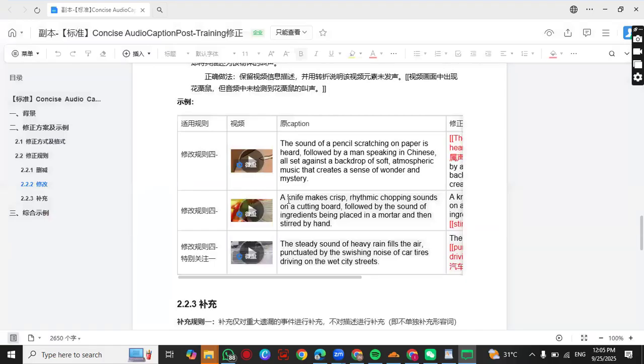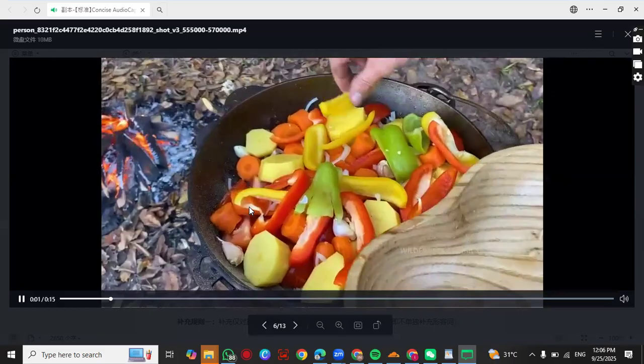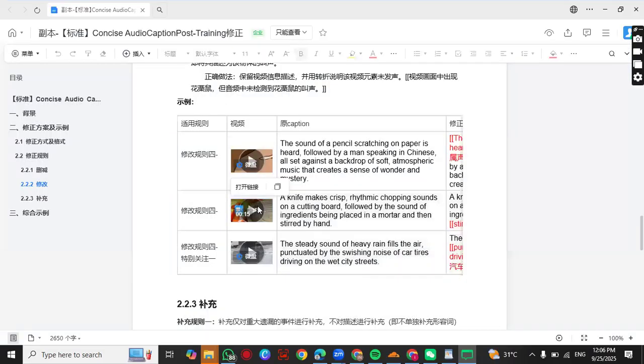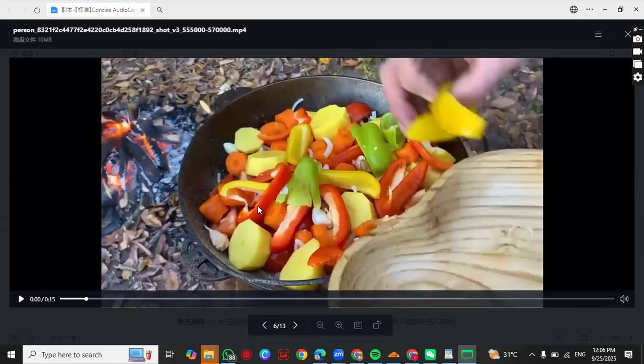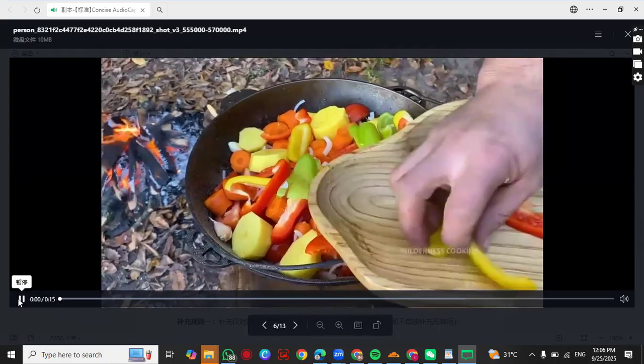Okay, so what has the machine transcribed? A knife makes crisp, rhythmic chopping sounds on a cutting board. Was there any sound of the knife? No. Followed by the sound of ingredients being placed in a mortar and then stirred by the hand. Totally wrong, right? Yes, ma'am. Okay, so there was a tick sound. See, it's just that this wooden plate touched this metal pot. That's the sound.